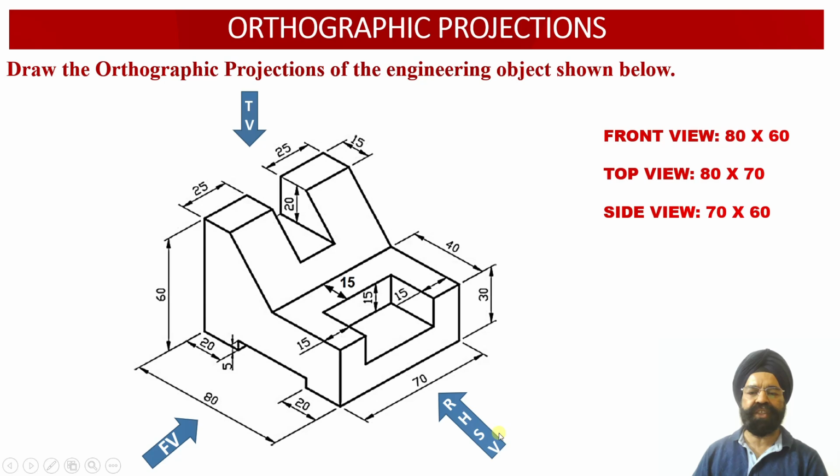When we look at the solid from the right hand side view orientation, we observe that the depth of the solid is 70 millimeter, while the height of the solid is equal to 60 millimeter. So the right hand side view face of the solid will be 70 millimeter depth and 60 millimeter height. With this information regarding the three faces of the solid, we are going to proceed to evaluate the front view, top view and right hand side view orthographic projections of this engineering object.